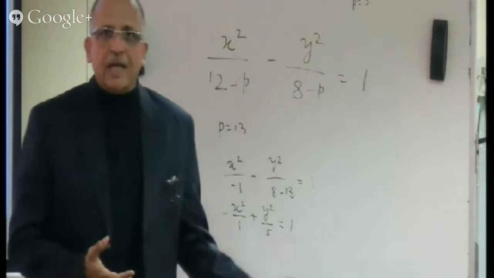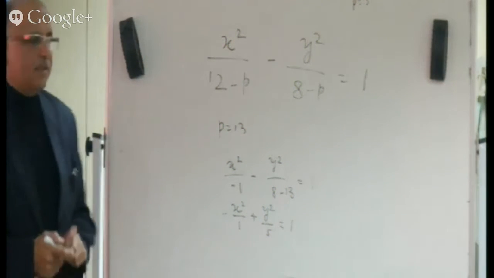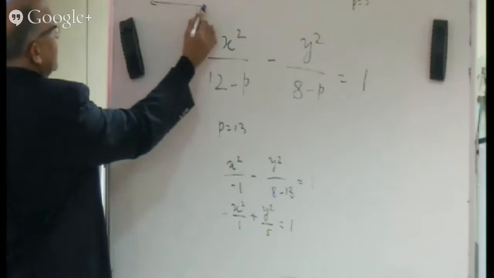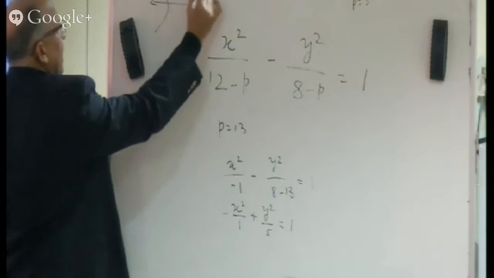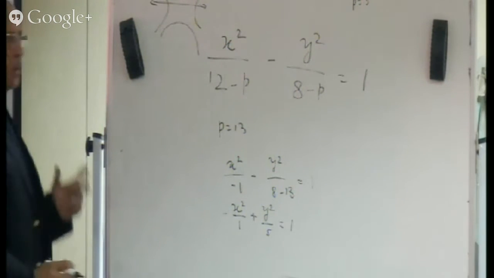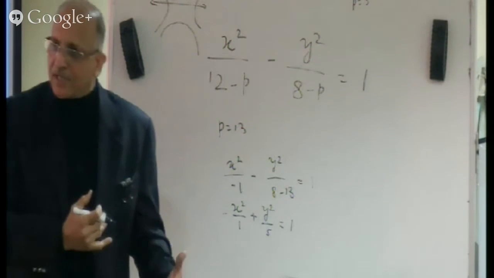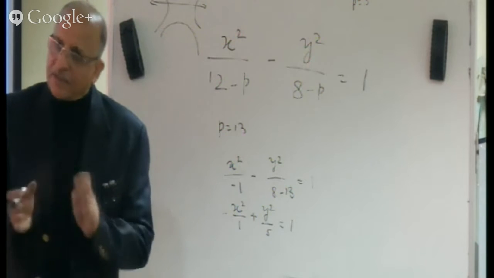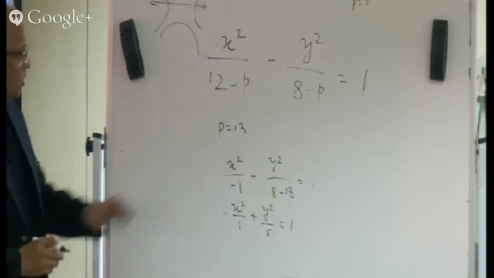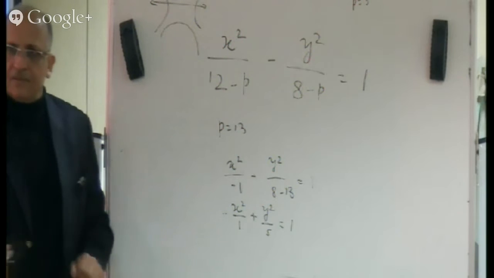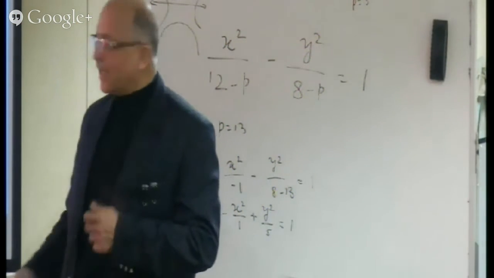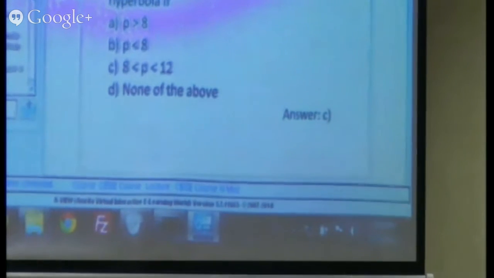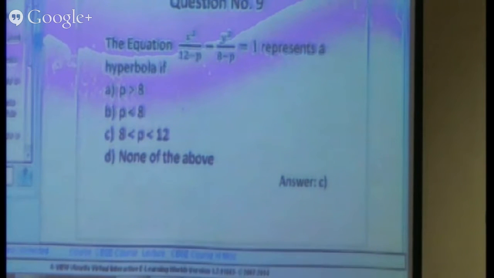This is called the conjugate hyperbola, to which we'll come later on. If you have a hyperbola like this, the conjugate hyperbola is like this. The conjugate axis of the first becomes the transverse axis of the conjugate hyperbola and vice versa. So this way you can find out. The choice here, I don't think is correct. You solve this problem and try to find out the values of P for which this holds. So at least for P less than 8, it's coming out to be true. Let's see the next problem.